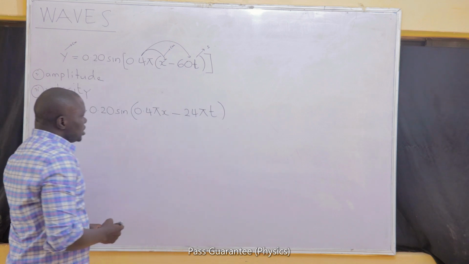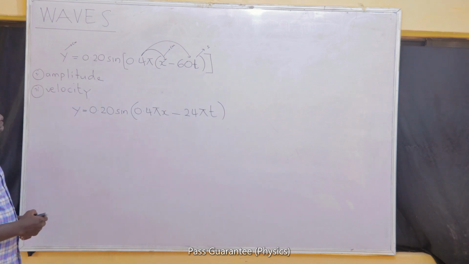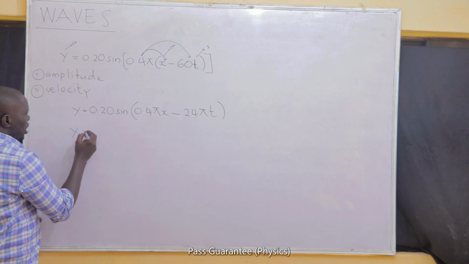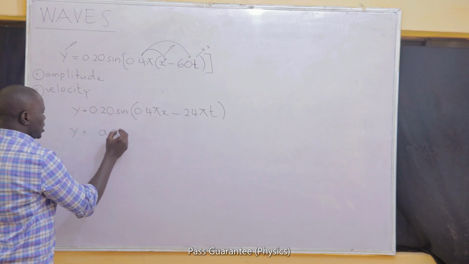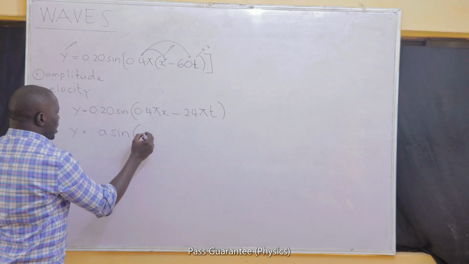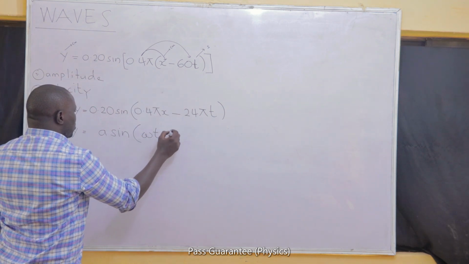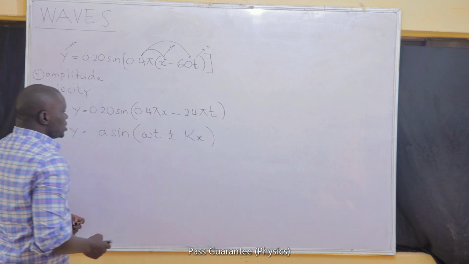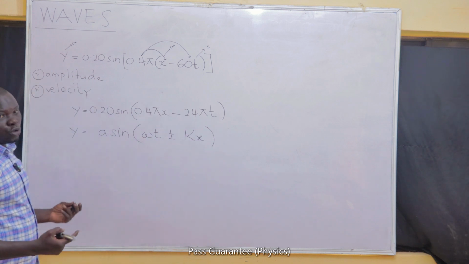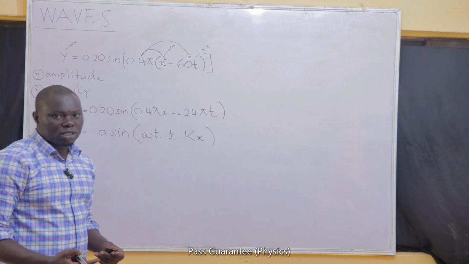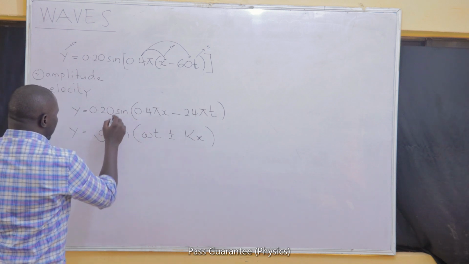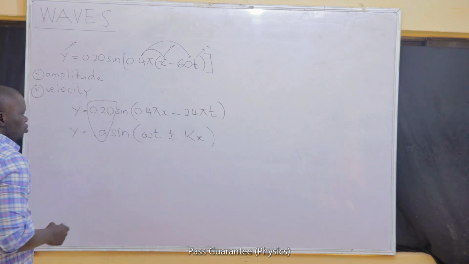When you have this, you will now write your general wave equation directly under it. Our general wave equation is y is equal to a sine, what I just gave you now, open bracket, omega t plus or minus kx. So if you have that, what you will need to do is just to compare the terms. If I do that, clearly my A is equal to 0.2.